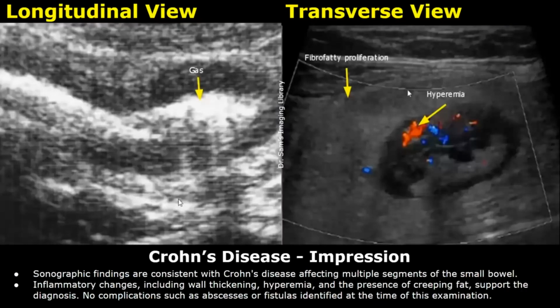Here is the impression. Sonographic findings are consistent with Crohn's disease, affecting multiple segments of the small bowel. Inflammatory changes, including wall thickening, hyperemia, and the presence of creeping fat, support the diagnosis. No complications such as abscesses or fistulas identified at the time of this examination.